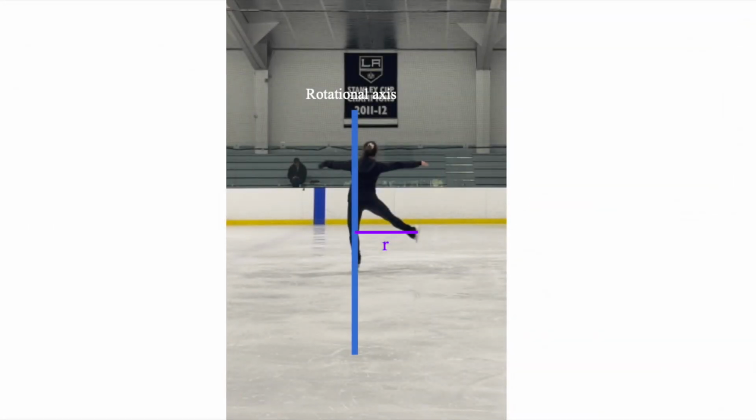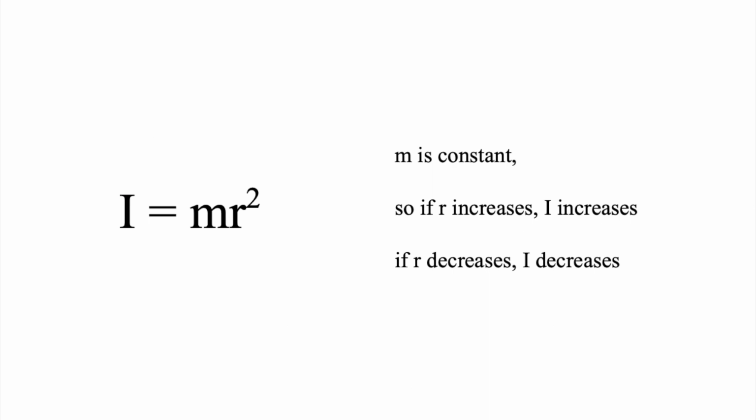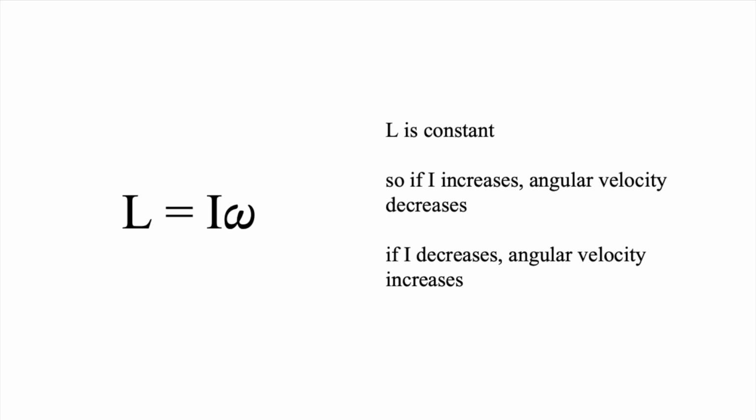If the blue line is the rotational axis and the point mass is my foot, the purple line shows r. M is constant since the mass of my foot won't change. So, if r increases, I increases, and if r decreases, then I will decrease. L, or the angular momentum, has to stay constant. This means that if I increases, the angular velocity will decrease, and if I decreases, angular velocity will increase.